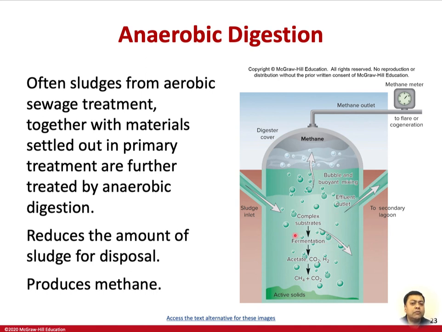In the acetogenic reaction, which is mainly carried out by the Syntrophomonas and Syntrophobacter, what they do is consume these other organic acids like propionic acid, butyric acid, succinic acid, and convert all of them to acetic acid or acetate and hydrogen and carbon dioxide.